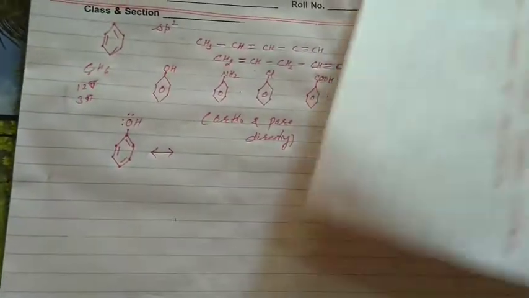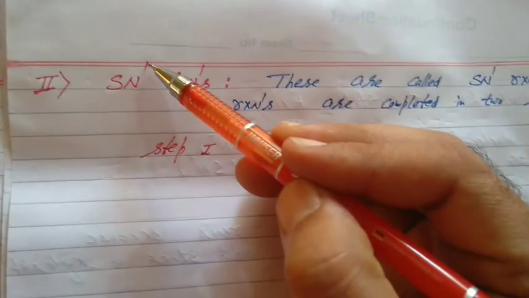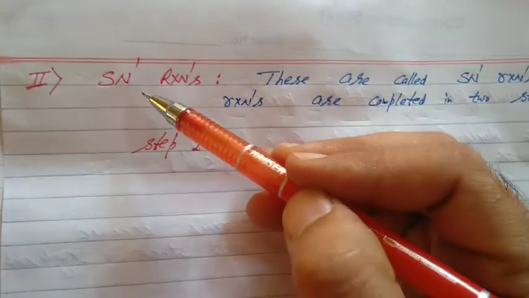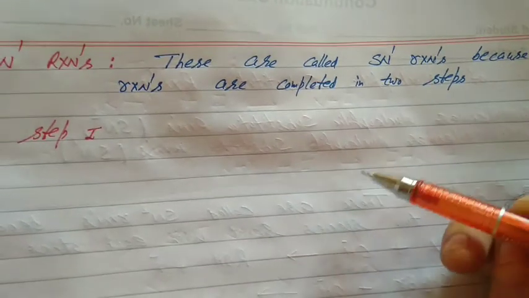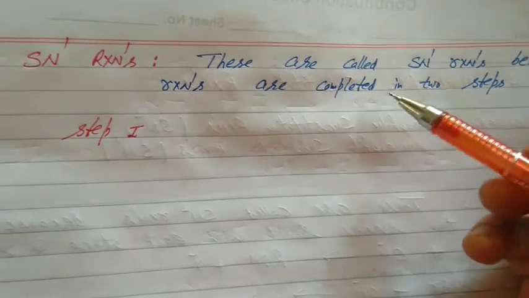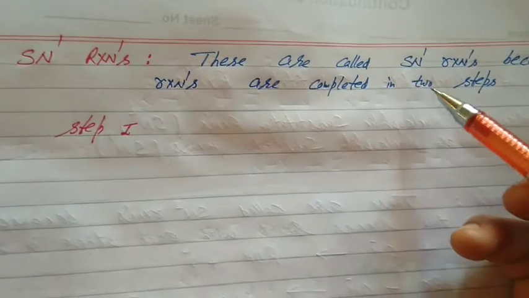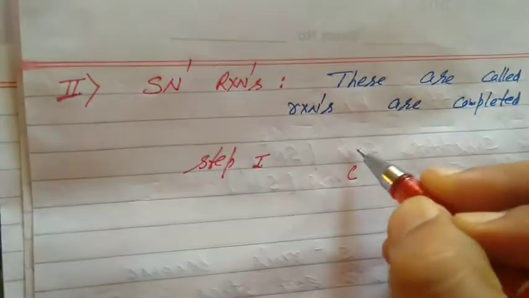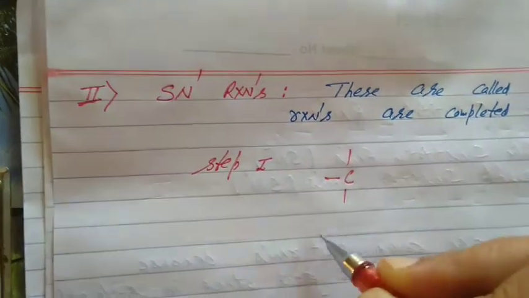After SN2 reactions, students, next is SN1 reactions. We call them unimolecular nucleophilic substitution reactions. SN1, please come here. These are called SN1 reactions because these reactions are completed in 2 steps. 2-step reactions: elementary reactions are 1 step, complex reactions proceed in more than 1 step. They are completed in 2 steps. And students, for SN1 reactions, we always start from a 3 degree haloalkane. Please look here, tertiary haloalkane, that is, the alpha carbon is linked with 3 other carbon atoms.